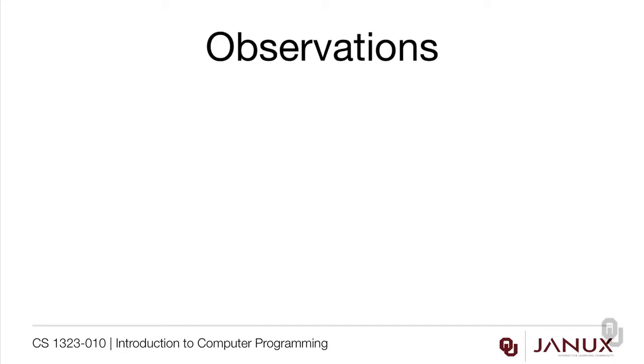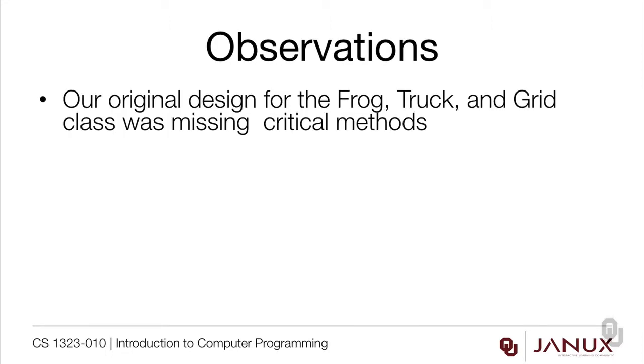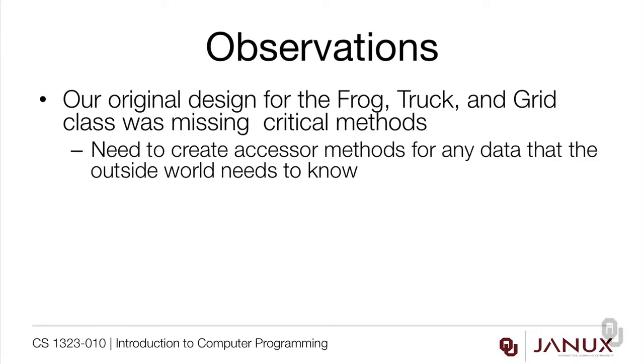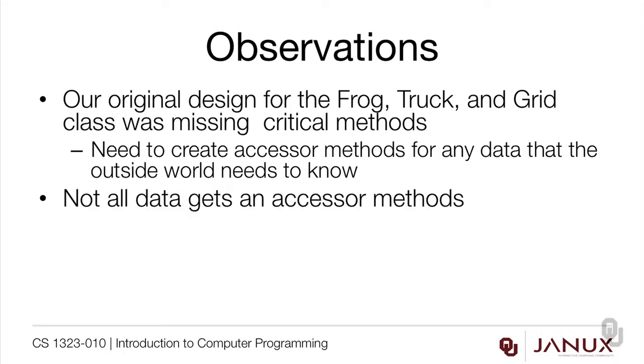So let's now talk about the big picture a little bit. Our original design for the frog, truck, and grid class was missing some critical methods. It didn't have the accessors, but what's more, it had data that was accessible to other classes, and that is just not going to work. So we needed to make our data private and create accessor methods. Now, not all data gets accessor methods. Sometimes people get lazy and just get into the habit of putting them all in there, but that isn't correct.